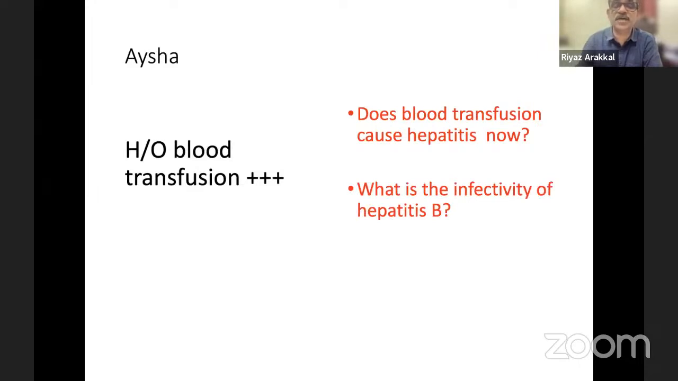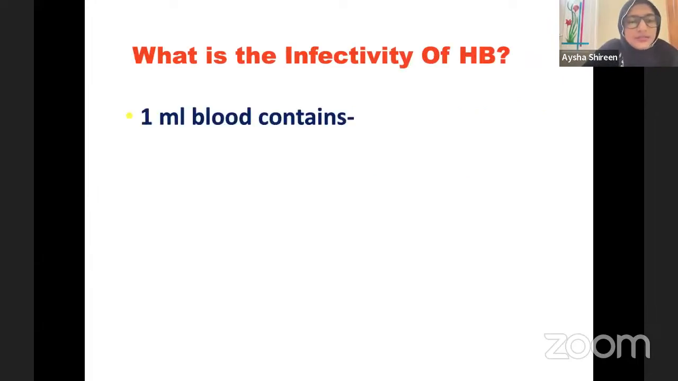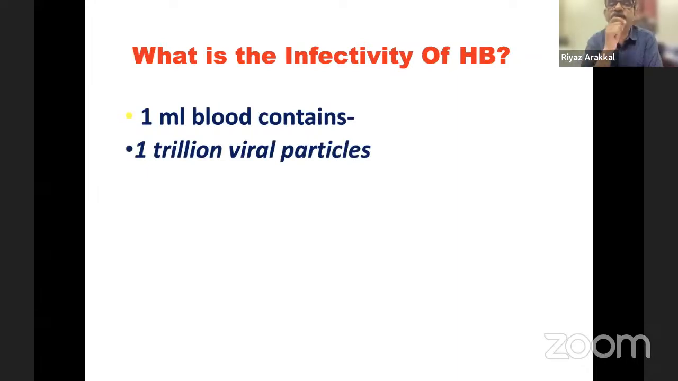What is the infectivity of hepatitis B? How infective is hepatitis B? Is it very infectious? Highly infective. How infective is it? 1 ml of blood contains how many viral particles? Anjali says 1 trillion viral particles. Remember, that's a highly infectious condition because 1 ml of blood contains 1 trillion viral particles.